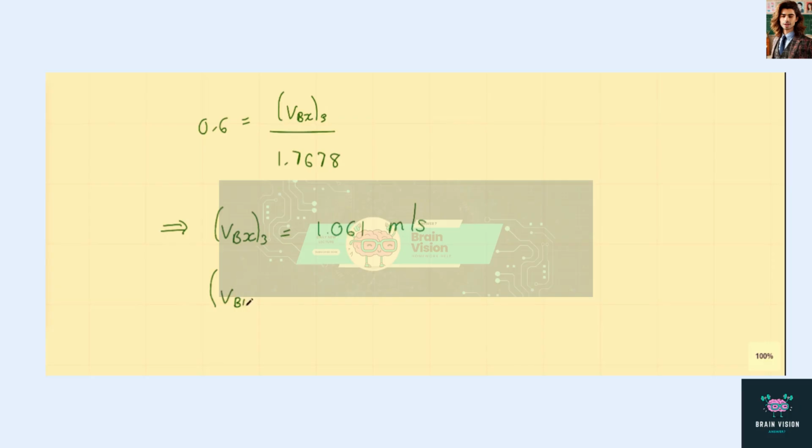Now we need the Y component, but the final Y component, VBY3, is the same as VAY2, so after colliding with A and moving towards point B. And this is 1.061 meters per second. So we've calculated this already.